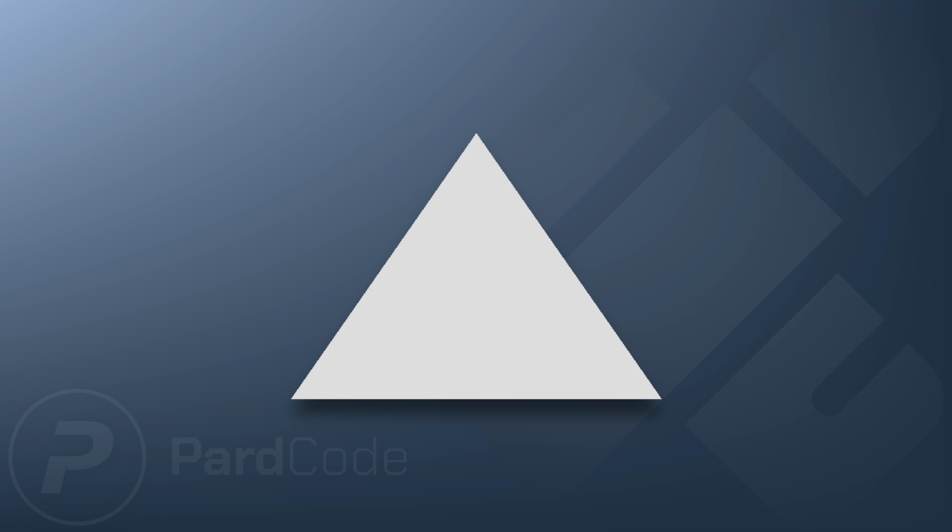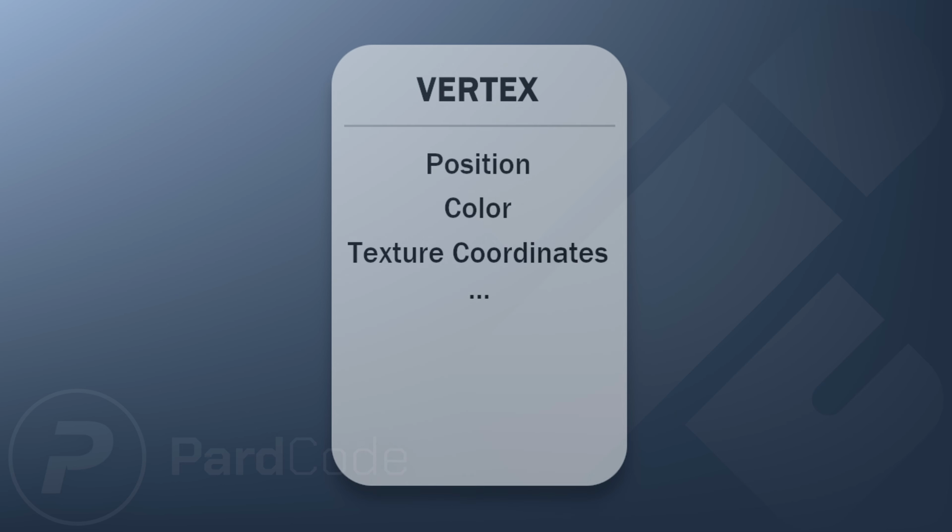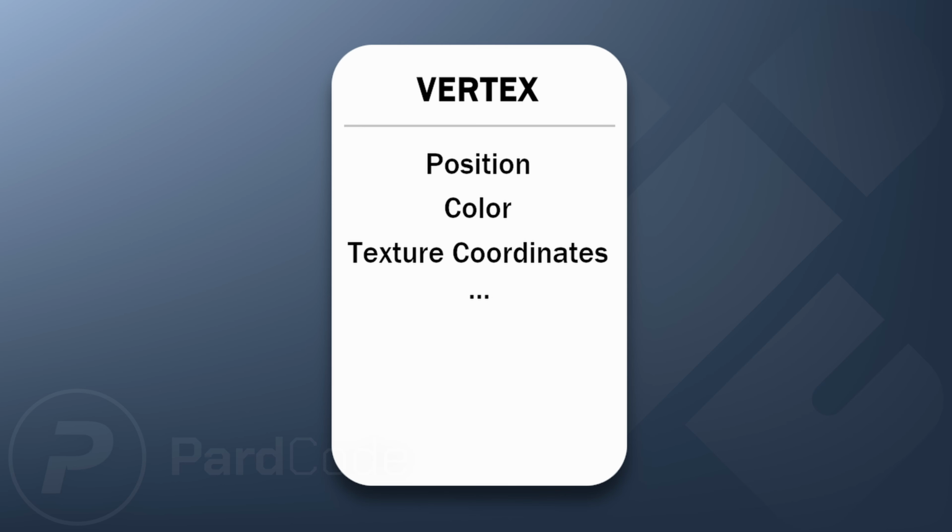At its core, a triangle is a polygon made up of three vertices. These vertices are essentially points in space, each with a specific position. But in the context of computer graphics, a vertex is more than just a point. Typically, a vertex is defined by a set of attributes that go beyond its position, such as color, texture coordinates, and normals, depending on what the rendering process requires.